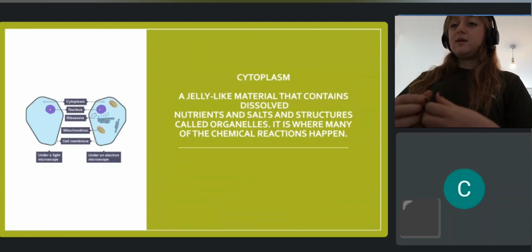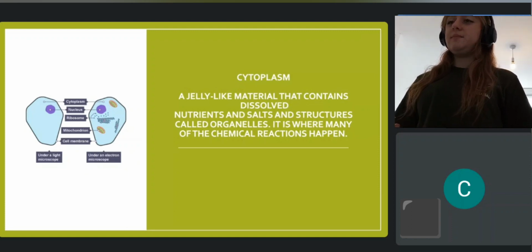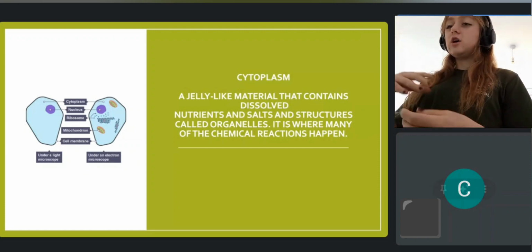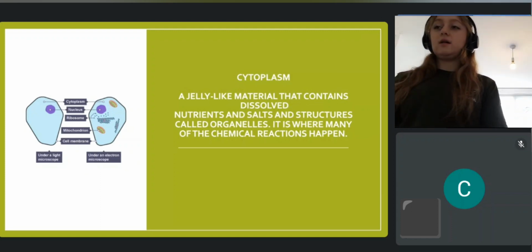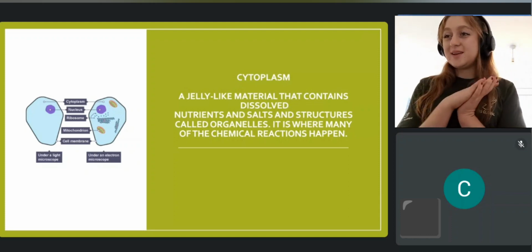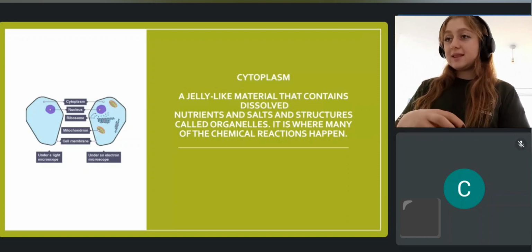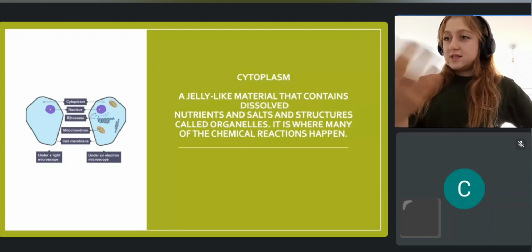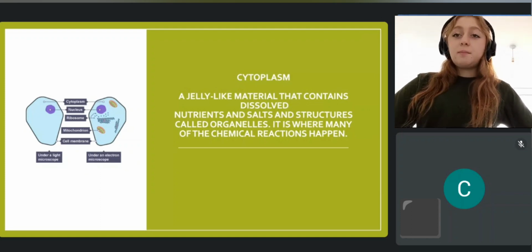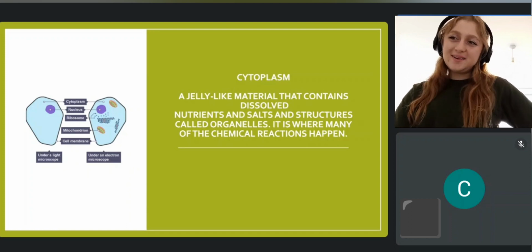So inside the cell, the main thing is this jelly-like material, which we call cytoplasm. The cytoplasm contains lots of nutrients and salts inside this jelly, in which all these organelles, which are like mini organs, we can call them, sit. All these organelles have different functions that make the cell operate in the best way possible. They all sit in this jelly called the cytoplasm. The cytoplasm is also where we have lots of chemical reactions occurring within the cell, which we'll learn about later on in biology, which is very cool.